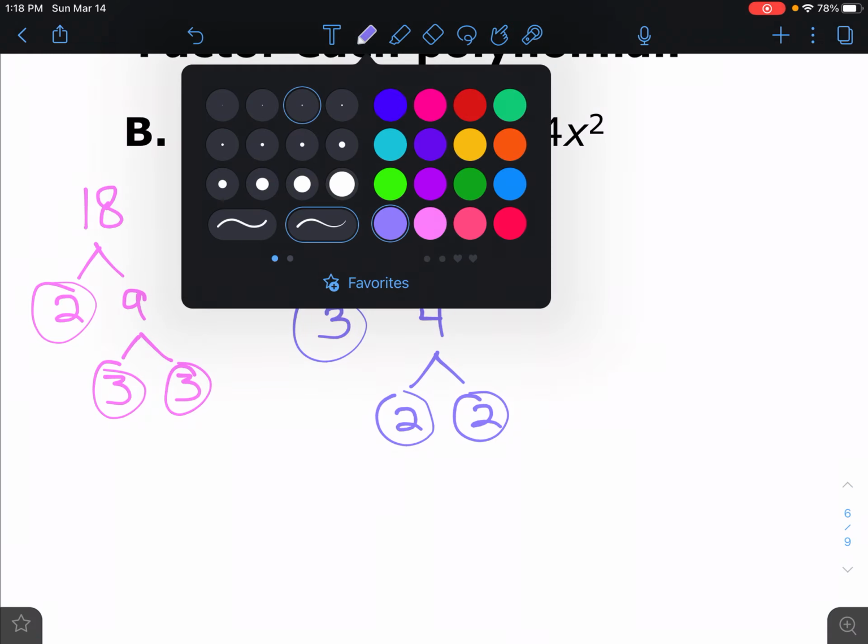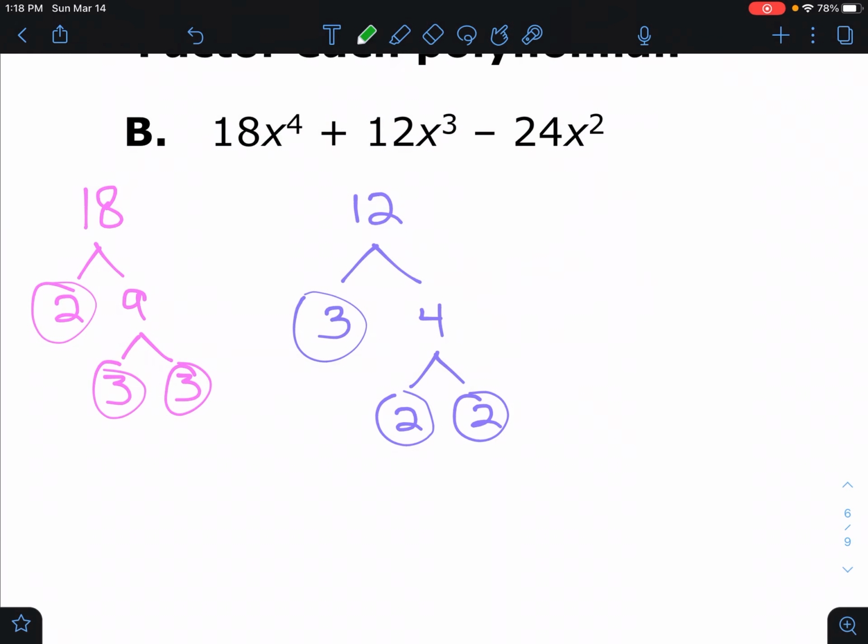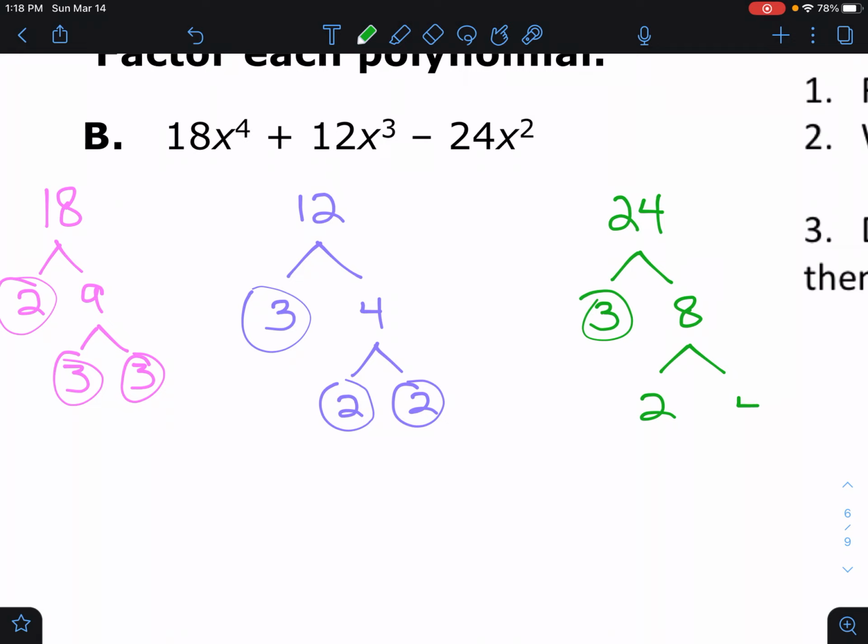Now you'll notice this is negative 24. For our purposes right now, we'll worry about the negative later. Just worry about the 24. Okay, so let me see. I'm going to do 3 and 8. Do whatever pair you want. 2 and 4. And then 2 and 2.